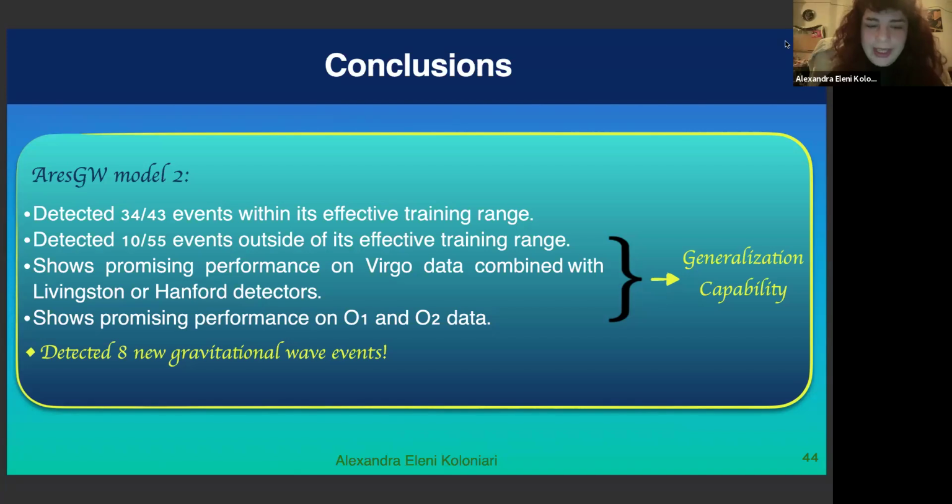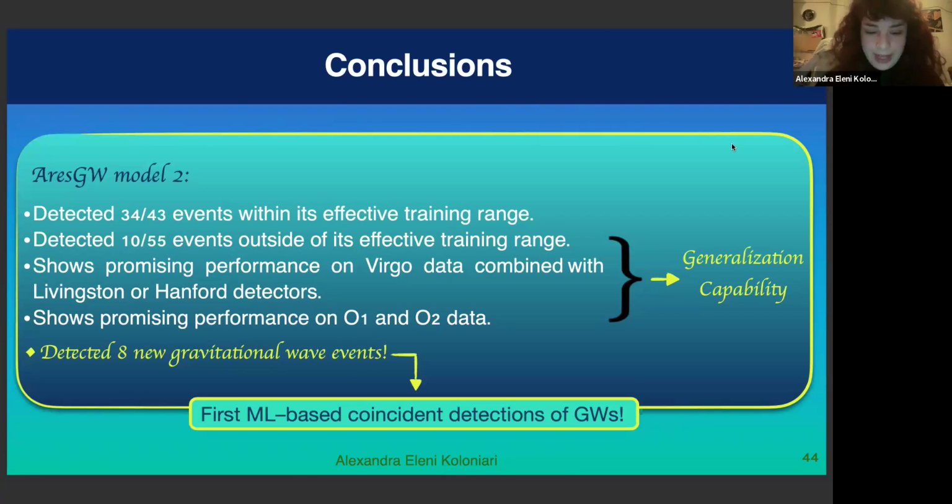But most importantly, ResGW did detect 8 new gravitational wave events. And in fact, it's the first time that we have machine learning-based coincident detections of gravitational waves ever.